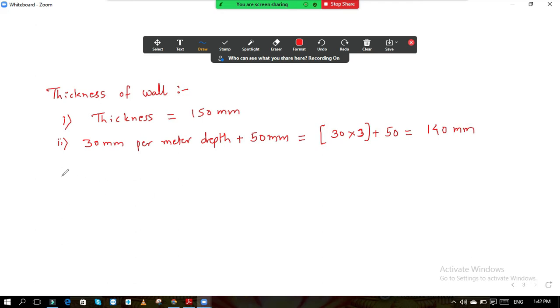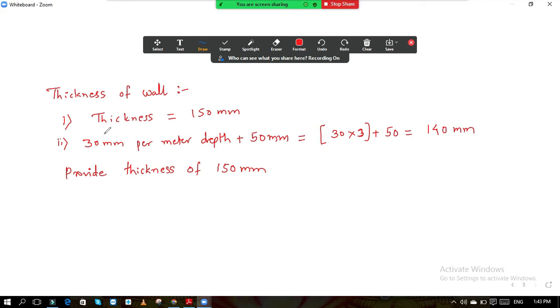Okay. So provide thickness of, from this, what will be the maximum of these two, 140 or 150, that we will provide. So we provide the thickness of wall 150 mm. What are the side walls? Okay, that thickness we are providing as 150 mm. So these are the two criteria which are used to calculate the thickness of the wall.